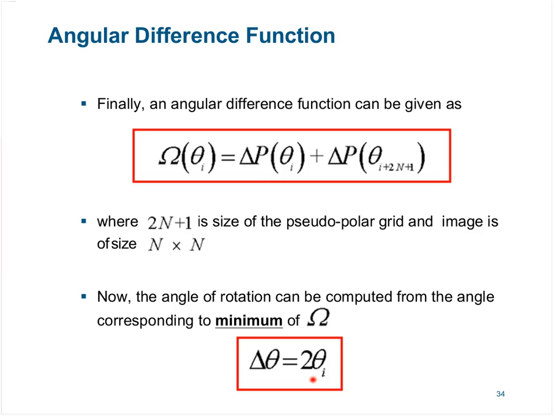The angle, when you subtract and use these equations, can be computed from the angle corresponding to the minimum of a function which we termed the angular difference function in the previous equation. And if you find the minimum of this function, then you could find the angle.